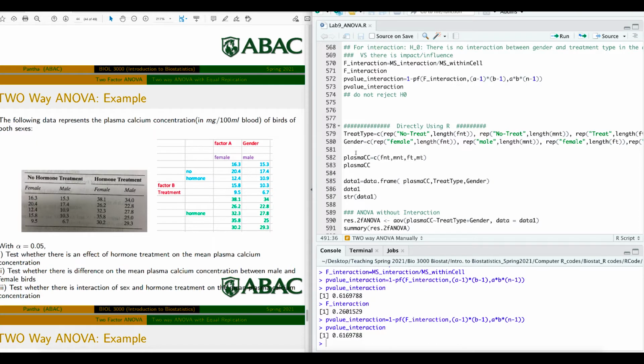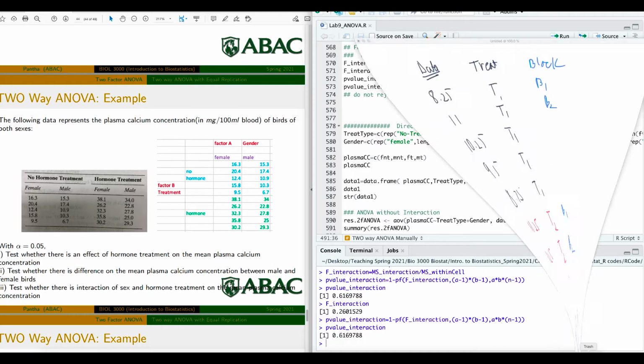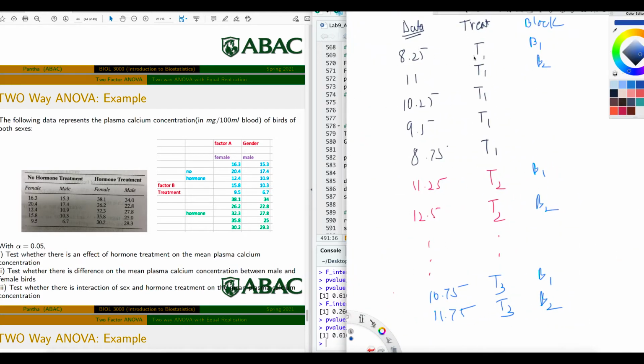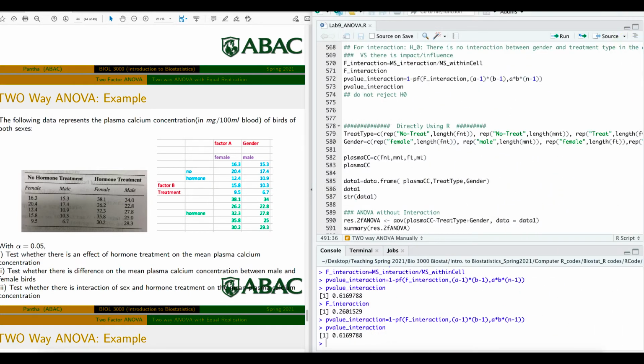So directly using R, first of all, I am giving a name, treatment type, because again, as we mentioned earlier, we need a data column first and then a treatment type column, the hormone treatment, no hormone treatment, like that, and another column is male, female, male, female, like that, right? So we'll need 3 columns here. One is for the real data. The other is for one factor, that is gender. Another is the other factor, that is the treatment type, right? It does not matter in which order you put those things in the columns.